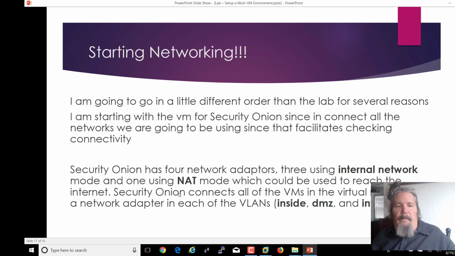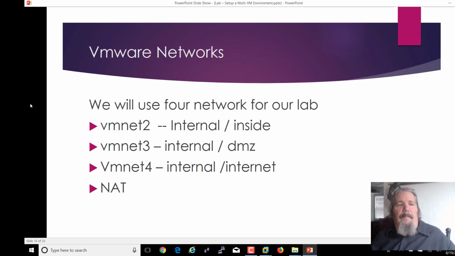Basically, all the VMs are connected to the virtual networks, with each virtual machine having an adapter on one of these 3 networks: either inside, DMZ, or internet. I'm going to use 4 networks for our labs. VMnet 2 I'm going to use for internal inside. VMnet 3 I'm going to use for internal DMZ, and for the internal internet I'm going to use VMnet 4. The last one is going to be NAT.